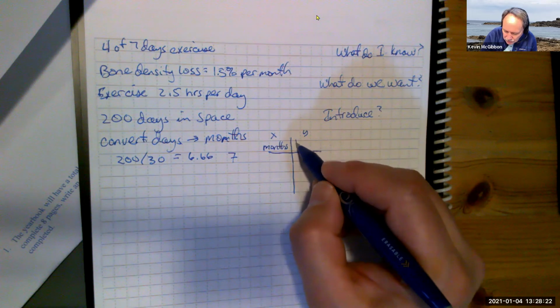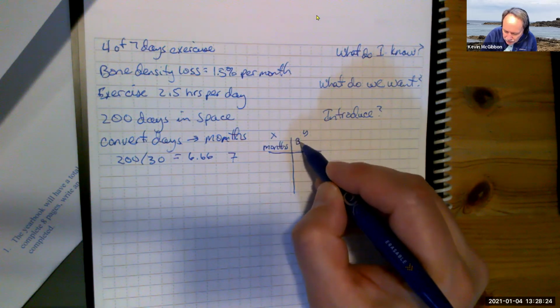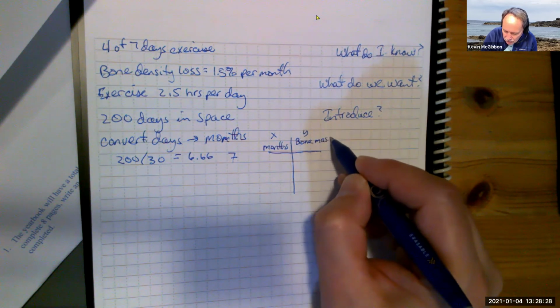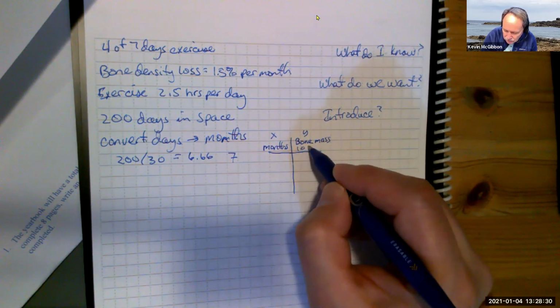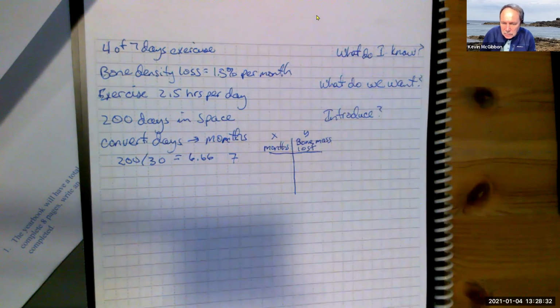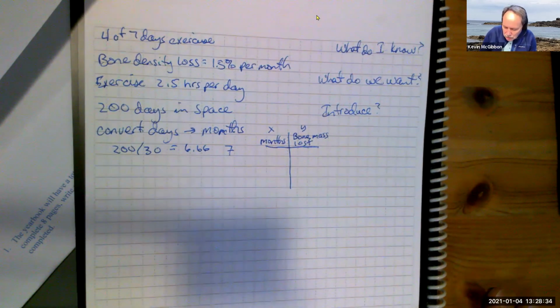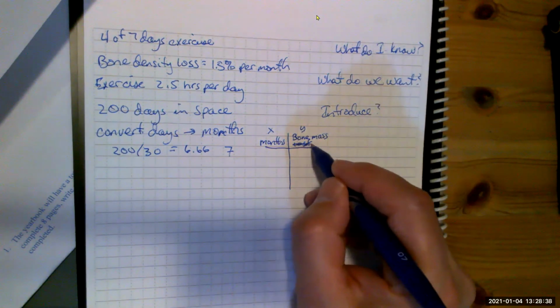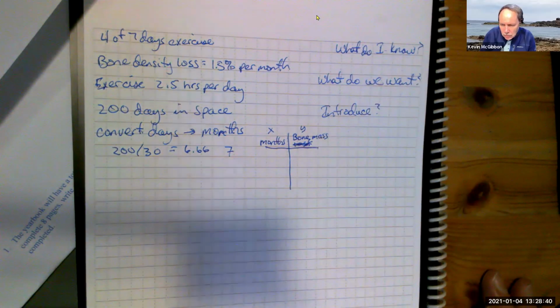I'm going to use Griffin's term of bone mass because it's easier to write. Lost. I think someone else said that. How about bone mass total? Not lost. How about total? As a percent.